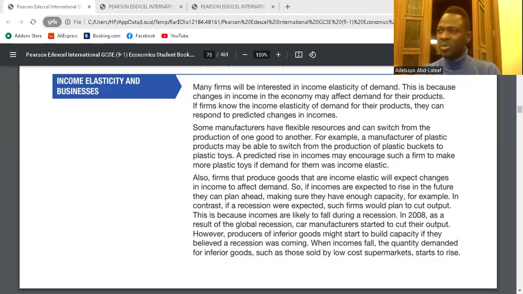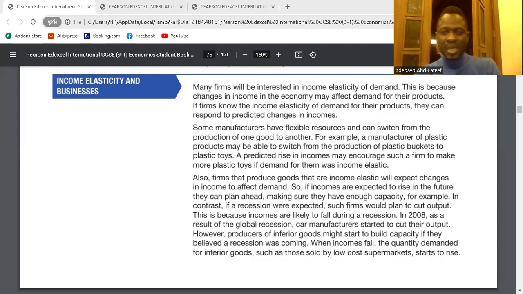So I'm going to explain the first part there. For firms, income elasticity is of interest to them. Why? Because it is those that have income. The more income you have, the more money you spend. So it is about those who have income, because if you don't have income, you don't even buy. And who are those that buy their products? Those that have money. So that's why it is of great interest to them to understand how income elasticity works within the economy. Some manufacturers have flexible resources and can switch from the production of one good to another.